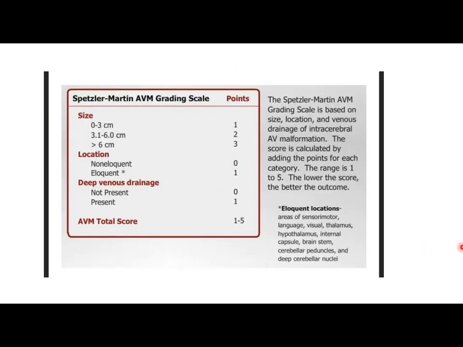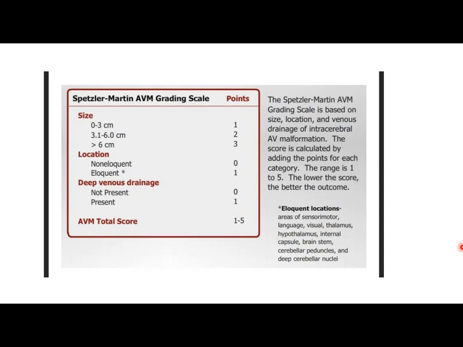For AV malformation, we have a grading system called the Spetzler-Martin AVM grading scale. This scale is very important for the surgeons, because it ranges from 1 to 5, and it depends on the size, the location, and the deep venous drainage of the AVM. According to the size, we give the scoring. If the size of the AVM is from 0 to 3, it is 1 score. If it's 3.1 to 6, it is 2 scores. And if it's more than 6, we give it 3 scores.